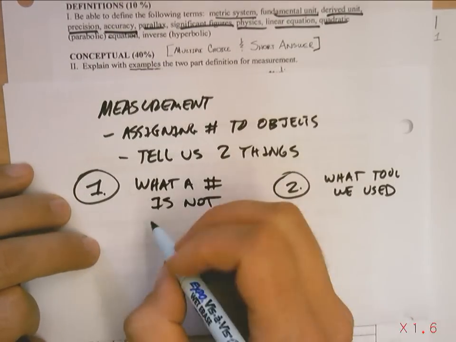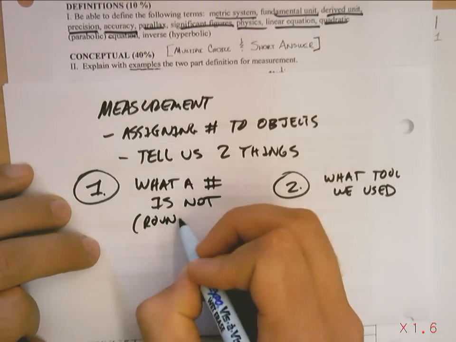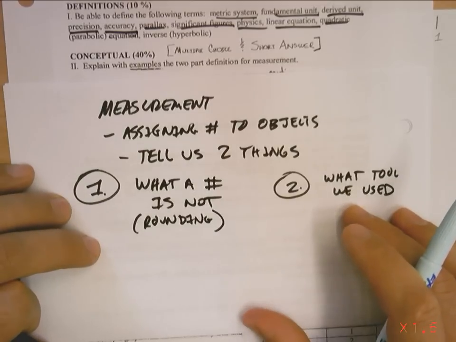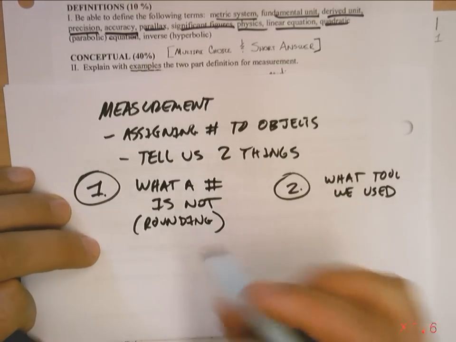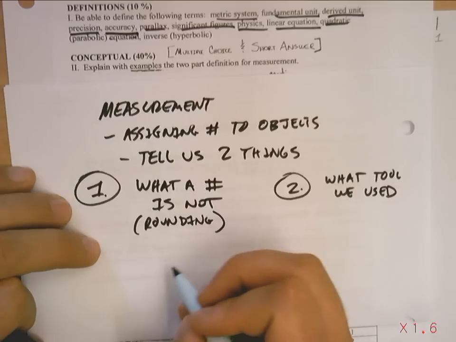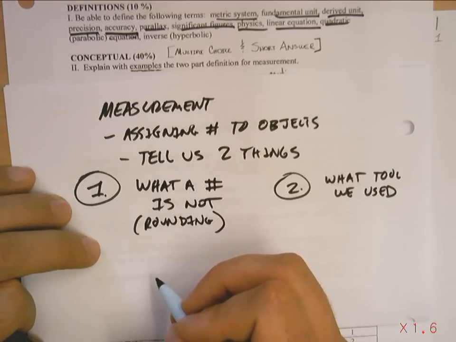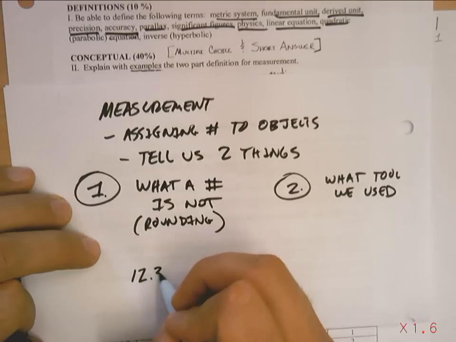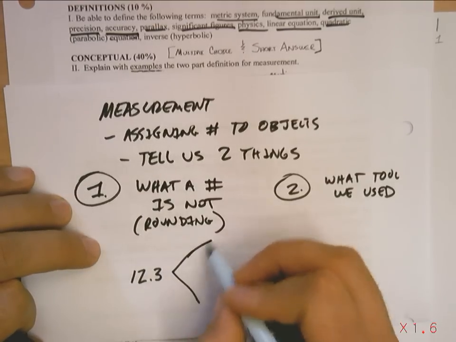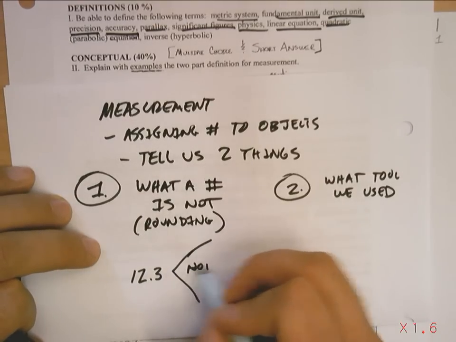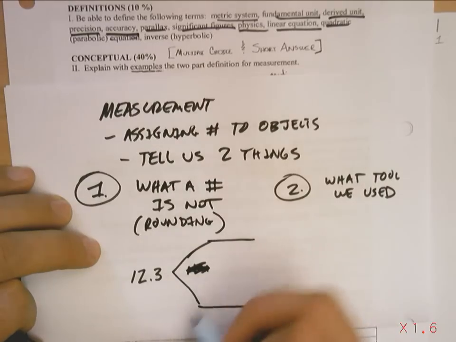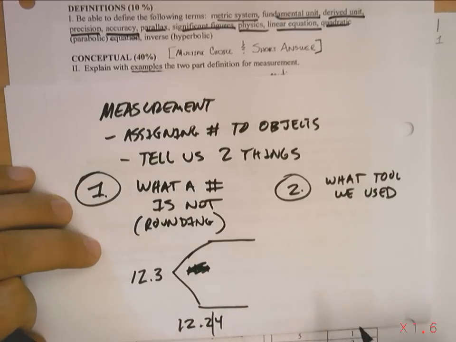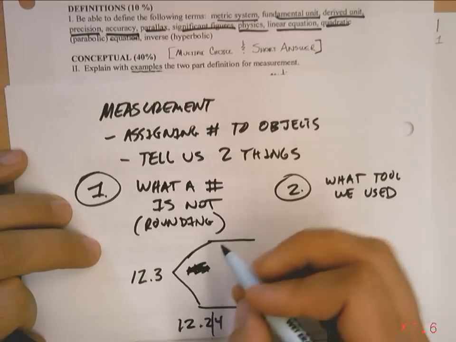If we take a look at what a number is not, it really comes down to rounding. Remember, you never really know what the right answer is because you can always pay some more money, get a better tool, and go further and further to the right. So when I say what a number is not, let's just take an example of a number. Let's say we had the number 12.3. Now we know for sure that it is not going to be any number that is less than 12.24, because if we round right there, it'll stay 12.2.